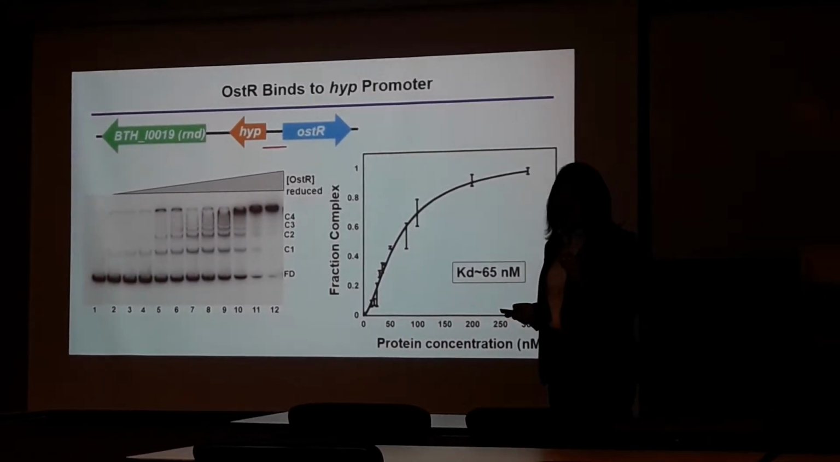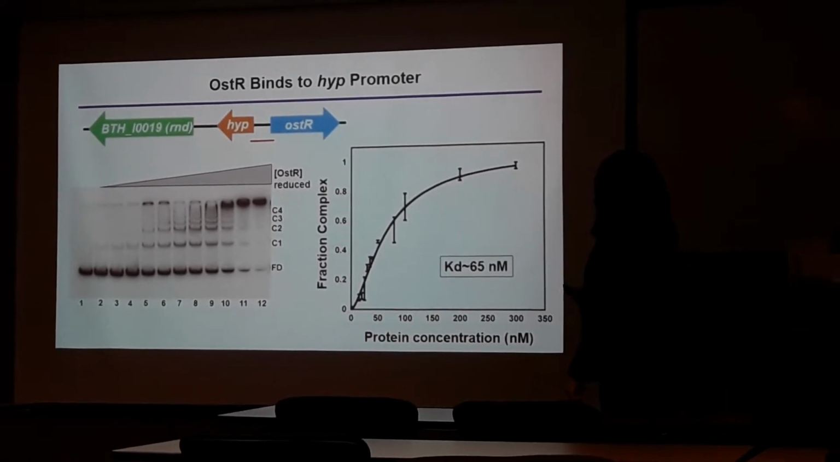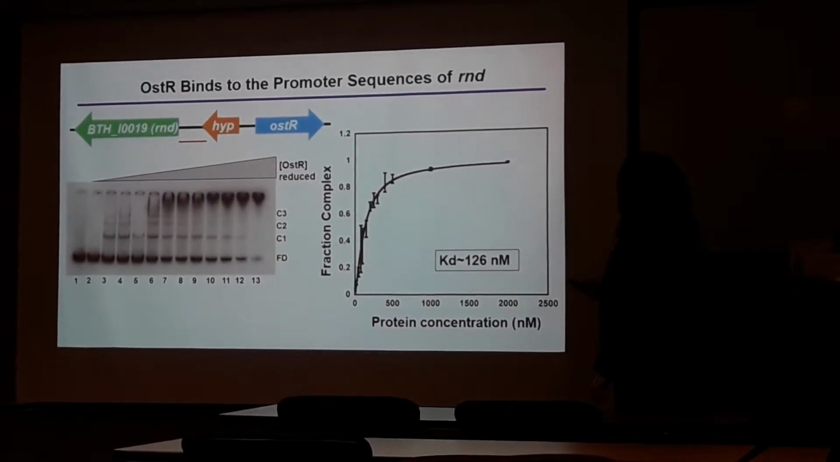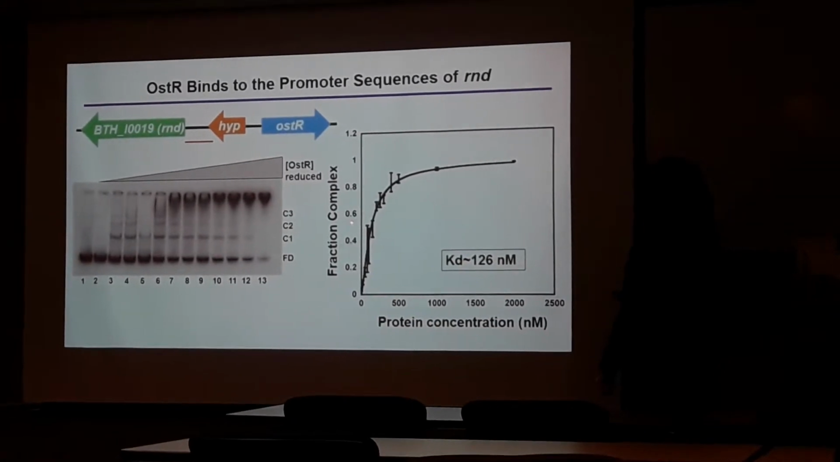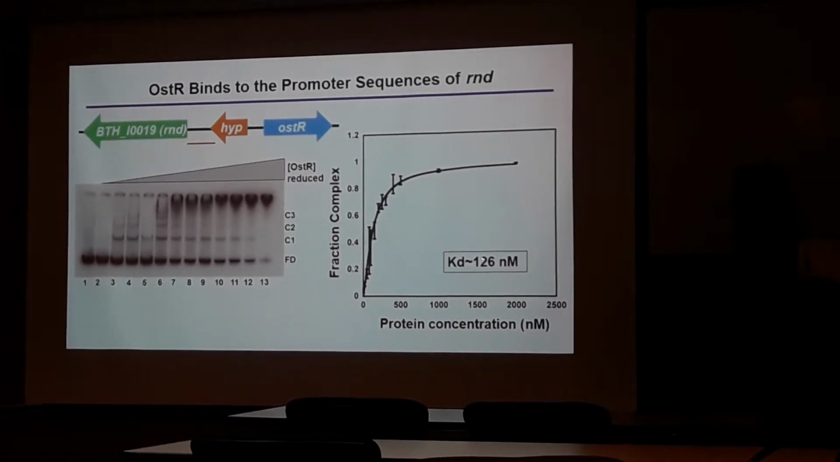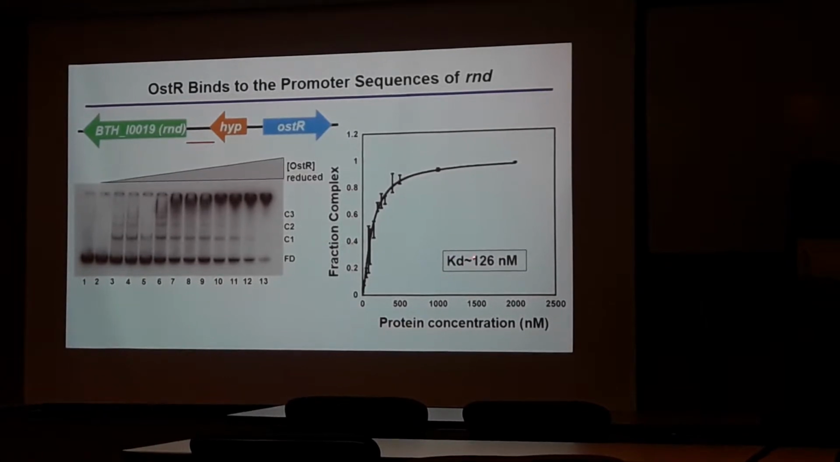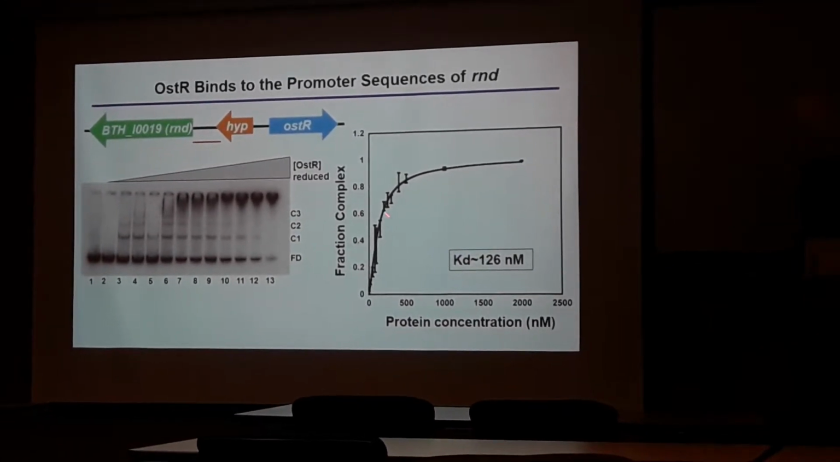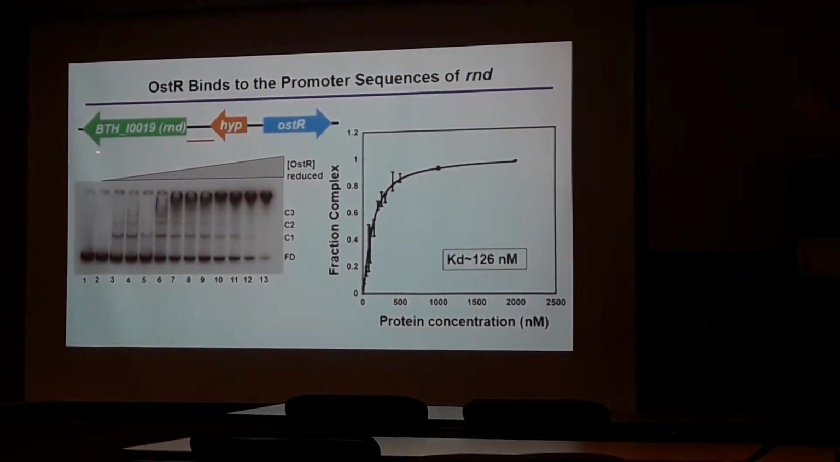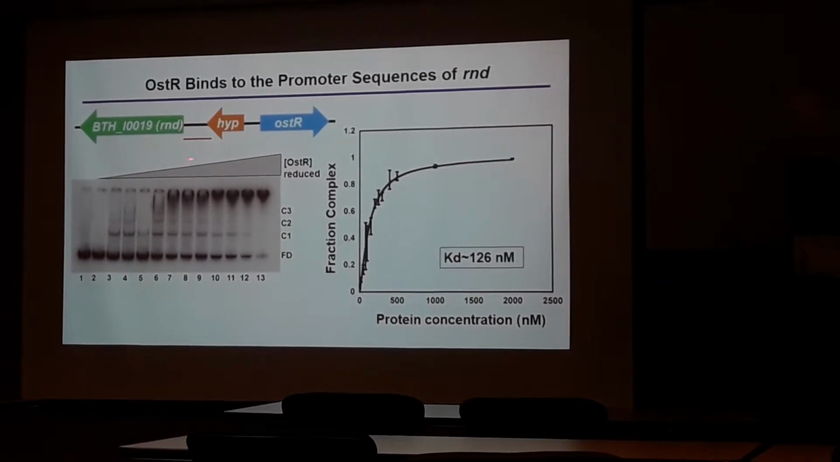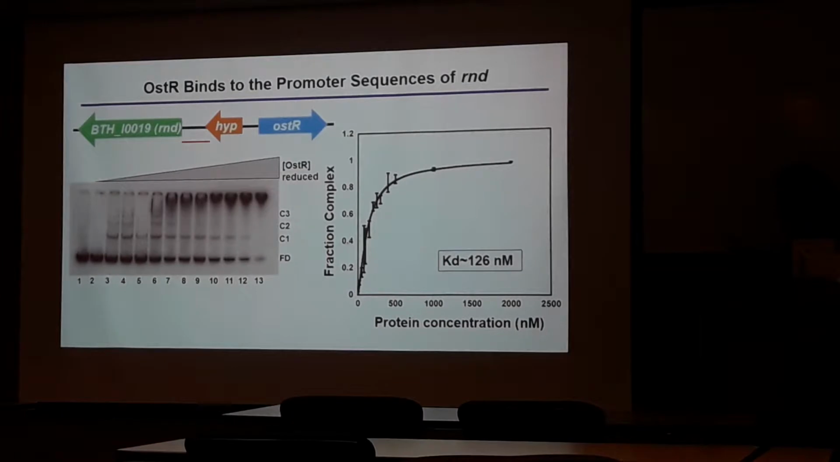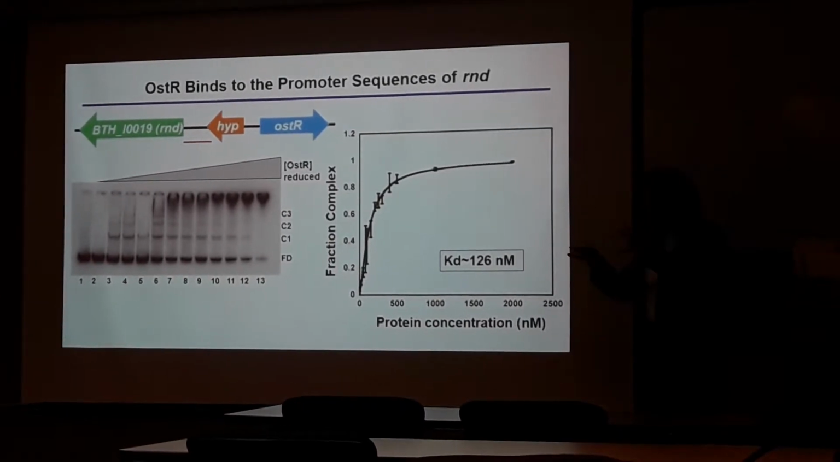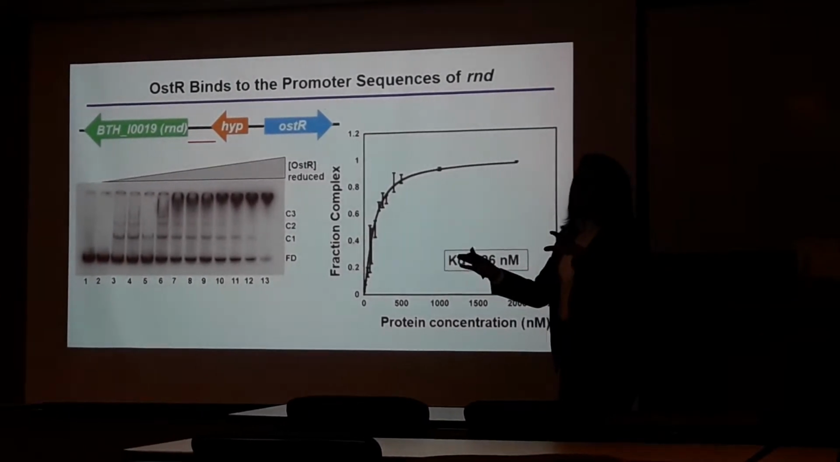We also did EMSA by incubating RND promoter sequences with increasing concentration of OSTR, and the KD of this EMSA is telling us that OSTR is binding to the RND promoter, but it has lesser affinity in comparison to the HIP promoter and EMRB promoter. But OSTR is binding to each of these promoter sequences and thus repressing their expression.